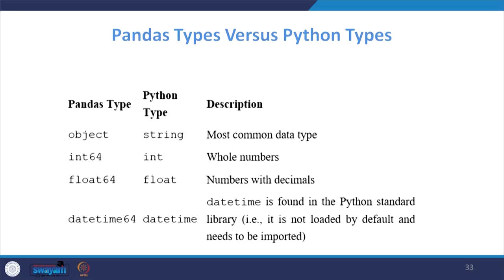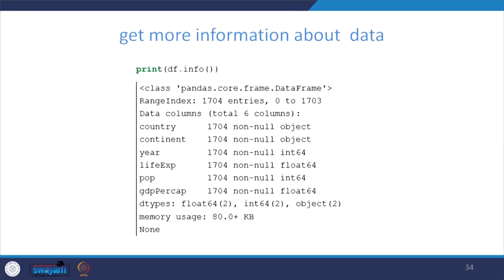This is a classification of types of data from the perspective of pandas and Python. When I say string, it is the most common data type, it is a character. When I say int, it is a whole number, an integer. Float is a number with decimals. Datetime is to represent dates; it is not loaded by default, it needs to be imported whenever there is a requirement. We will see that.